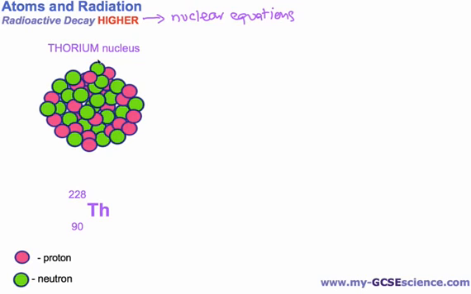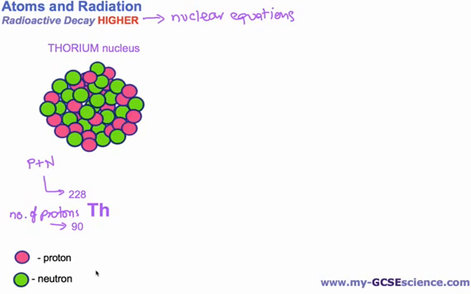Radioactivity is only given out by the nucleus, and for thorium we have a mass number of 228 and we have a proton or atomic number of 90. Now it's important to remember here that the mass number tells us the number of protons plus the number of neutrons, so if we add the protons and the neutrons together we'll get the mass number, and this number here called the atomic number or the proton number tells us the number of protons. If that's all a little bit unfamiliar and confusing, you might want to look at the video on atomic structure that's already been made.